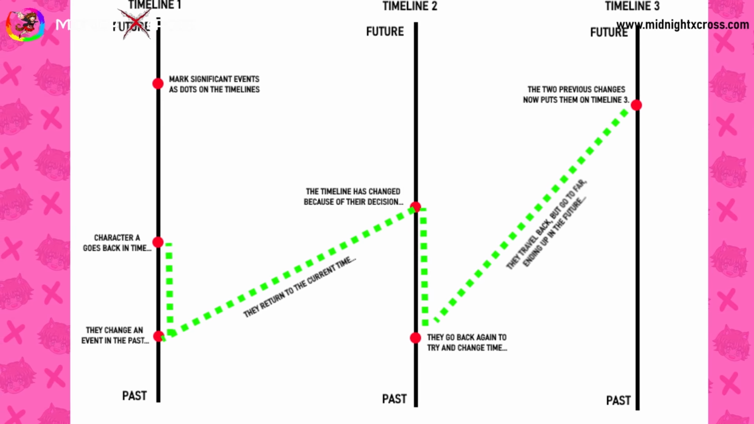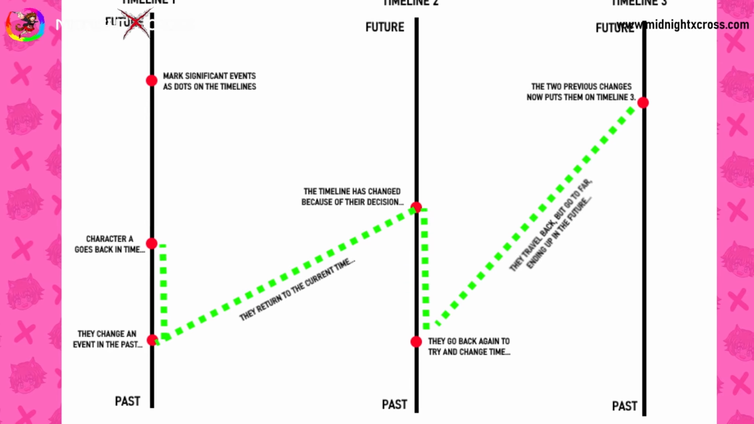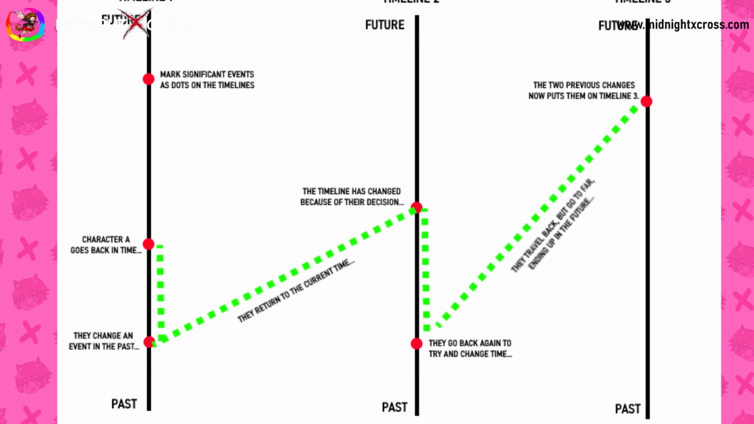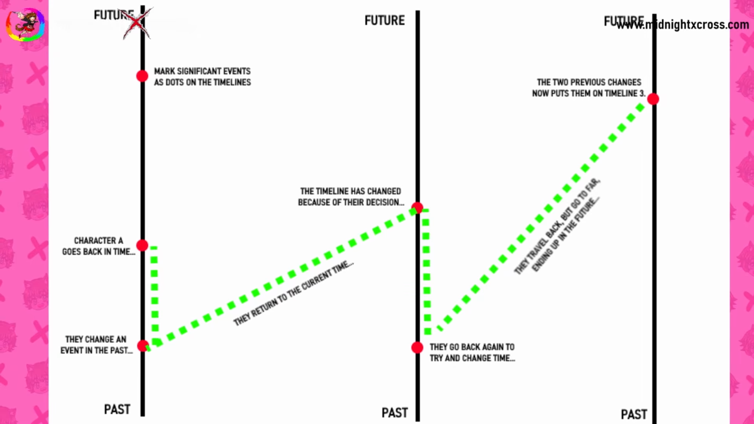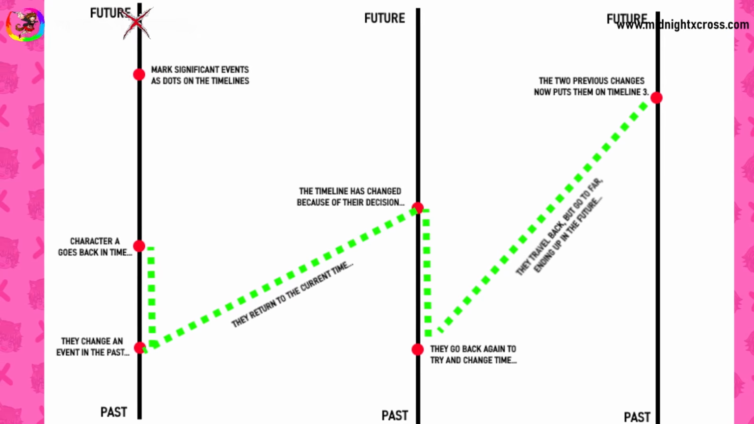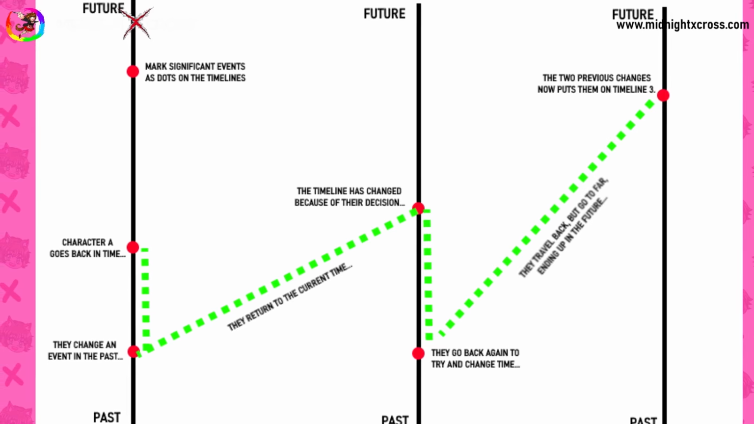On each timeline, make notes of significant changes on each of the timelines and then show with a dotted or coloured line where your character time travels back through each timeline. And this can be a much easier way to show visually where your character goes on each timeline, what changes they make, and how this may affect the future.